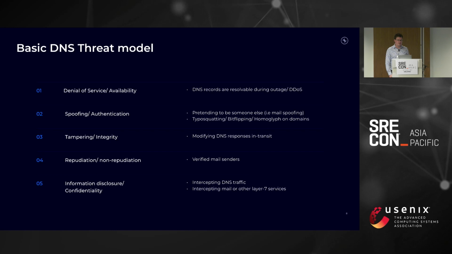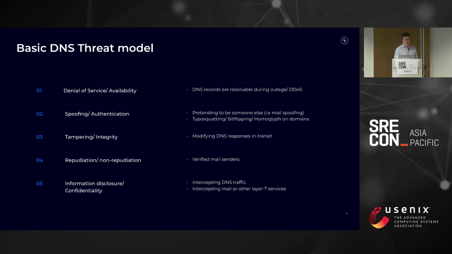If you look at the threat and the property that it affects, you can see the examples on the right-hand side. If we look at denial of service, that affects availability, meaning we can't resolve DNS records for our domain. If the attack is spoofing, we're not authenticating something properly, and people can do bad things. So mail spoofing, or even typo squatting, bit flipping, or using homoglyph domains. People, either intentionally or unintentionally, are going to domains that look like yours but aren't actually yours and can be used for malicious purposes.